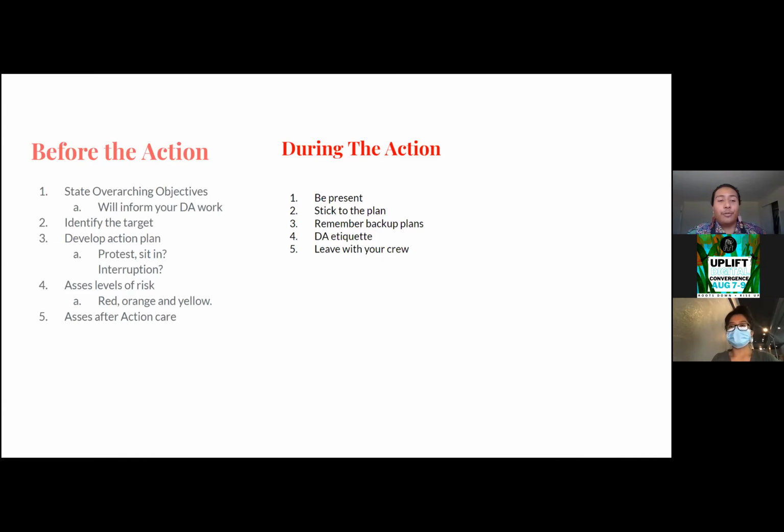And then number 4, which is a very, very important step. And I think people don't think about this often because direct action is very exciting. So people don't get into the nitty grittiness of it sometimes, I feel like. But you need to assess levels of risk. You need to find out what your direct action looks like, and what risks are going to be taken during that action, right?